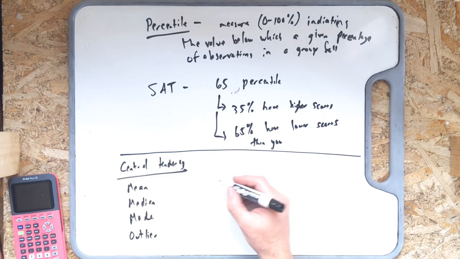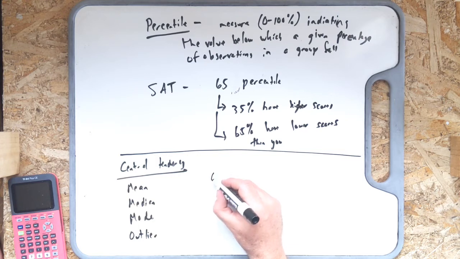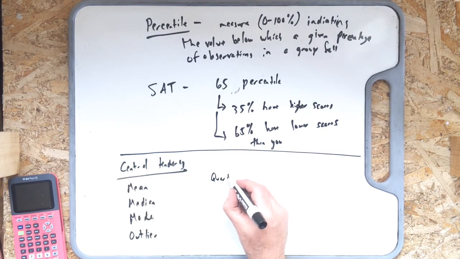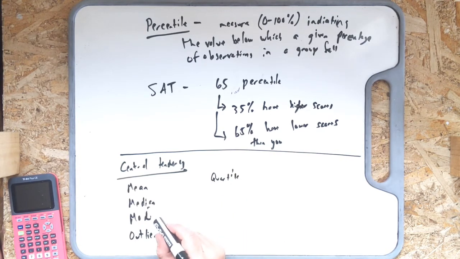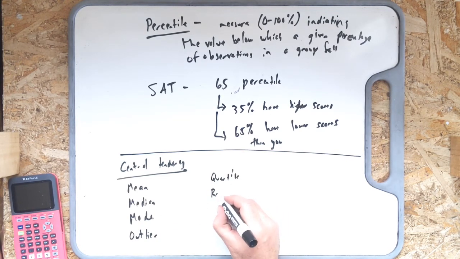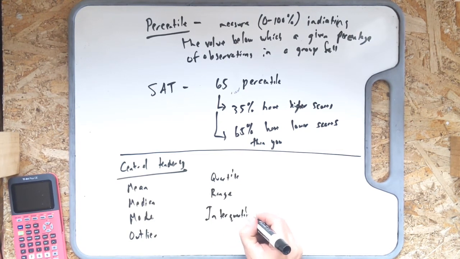Next we had quartile, which was breaking the data into quarters instead of halves like median does. Range, which was the total set of all data. And interquartile range, which is the distance between Q3 and Q1. So it's a measure of how concentrated the data is in the middle, how good the data is.